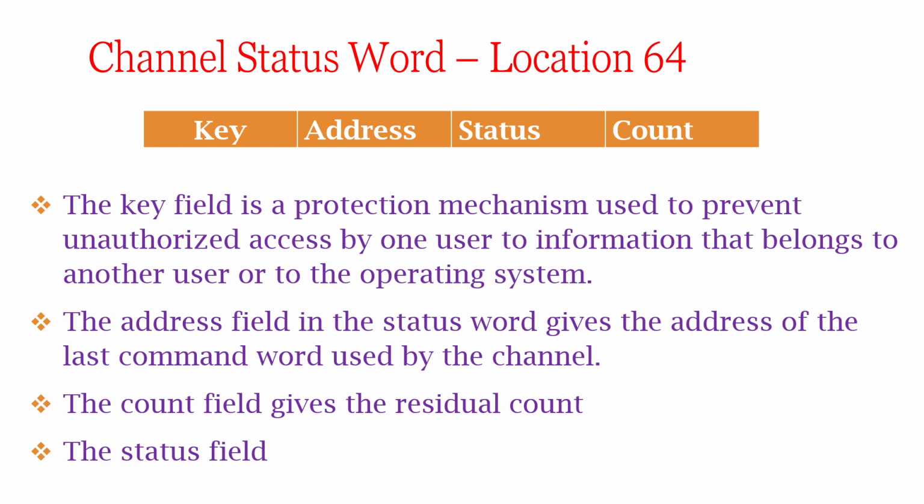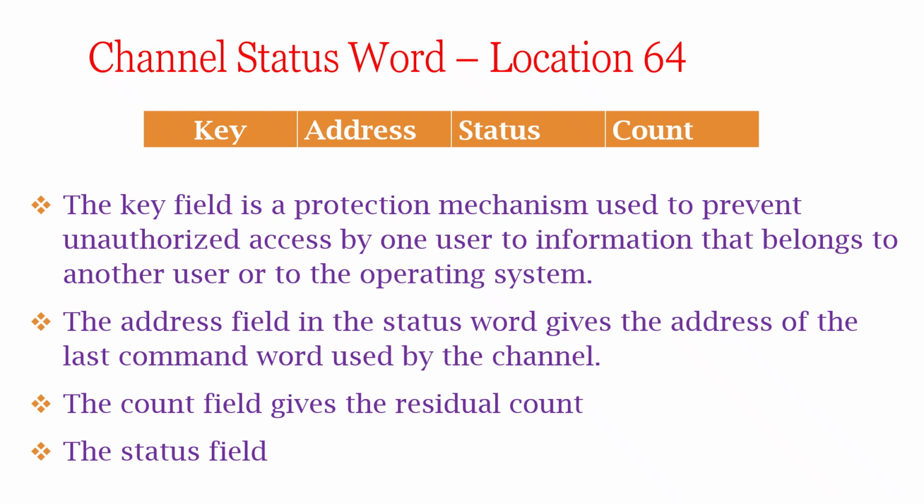component. The first one is the key, second one is address, third one is status, and the fourth one is count. The key field is a protection mechanism used to prevent unauthorized access by one user to information that belongs to another user or to the operating system. The second one is the address field.